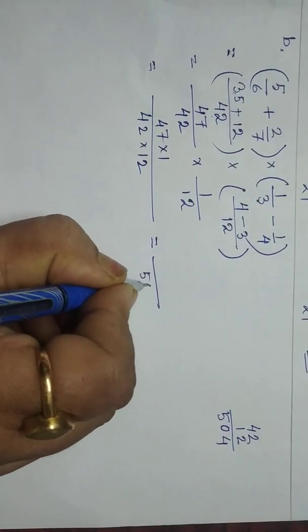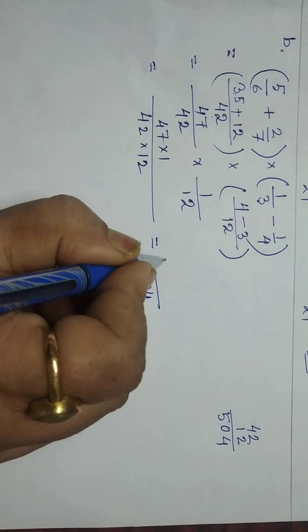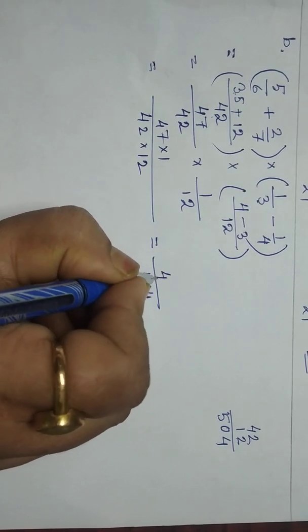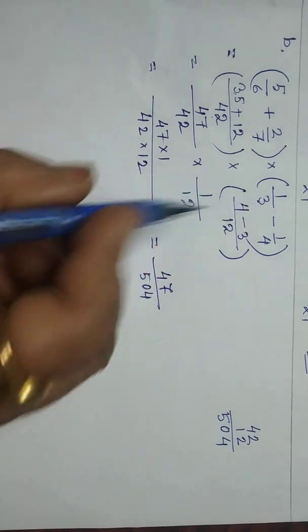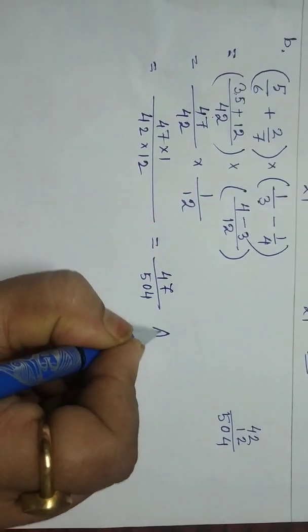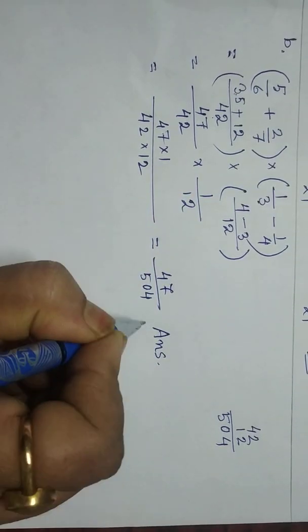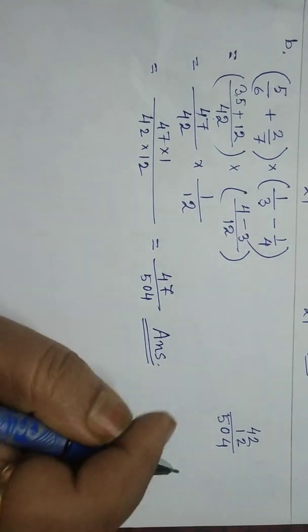Therefore, if we multiply, this one will be 504 and this one 47 into 1 is equal to 47. Therefore, when we simplify this one, we will get the answer 47 by 504. This one is the answer.